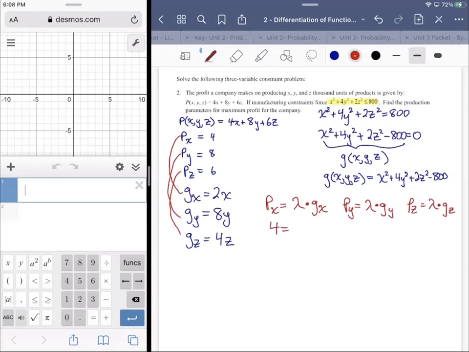4 equals lambda times 2x. 8 is equal to lambda times 8y. And 6 is equal to lambda times 4z. All right. So like I said, as computations go, it could be a whole lot worse. So not too bad. Not too shabby.